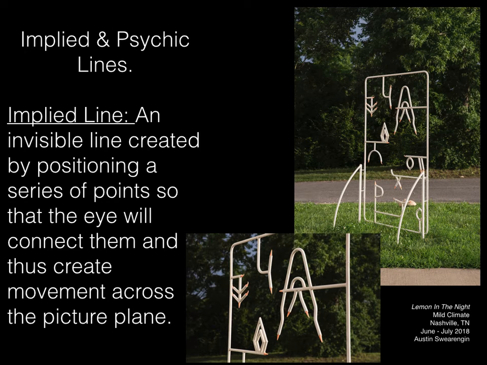Implied and psychic lines. Implied line is an invisible line created by positioning a series of points so that the eye will connect them and thus create a movement across the picture plane.